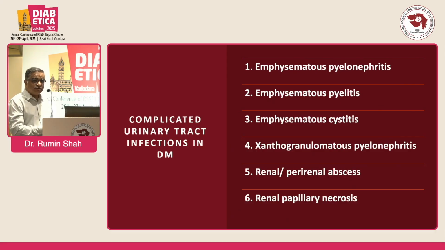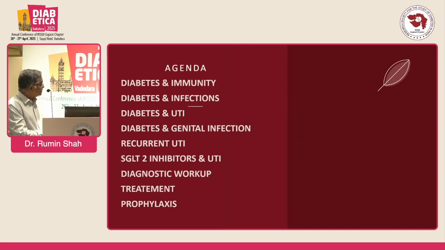There are various complications of urinary tract infection that happen in diabetes. It could be emphysematous pyelonephritis, pyelitis, cystitis, renal and perinephric abscess, and renal papillary necrosis. So these are complications that we should look for, and we have had patients with renal papillary necrosis admitted with septicemia and requiring a long ICU stay when they had uncontrolled diabetes.